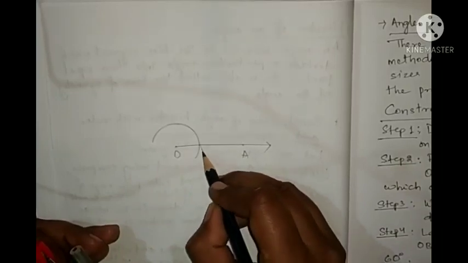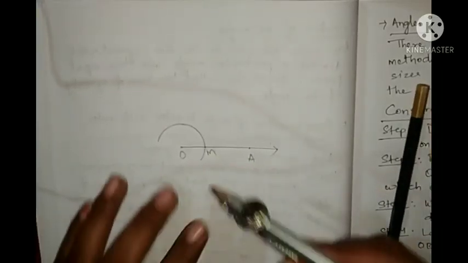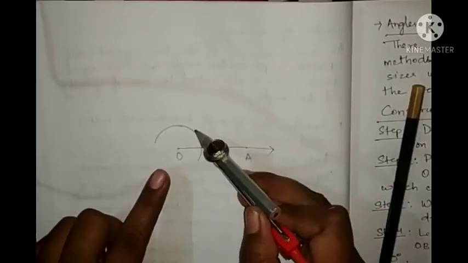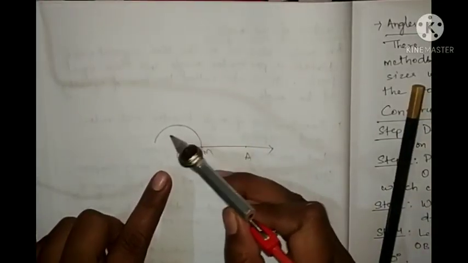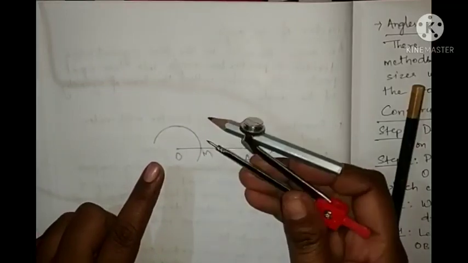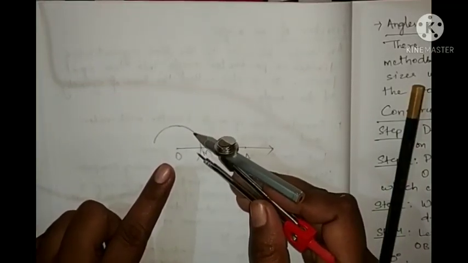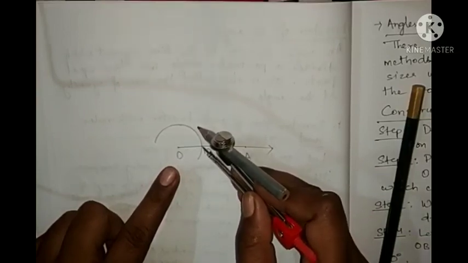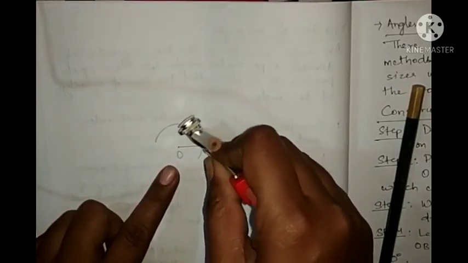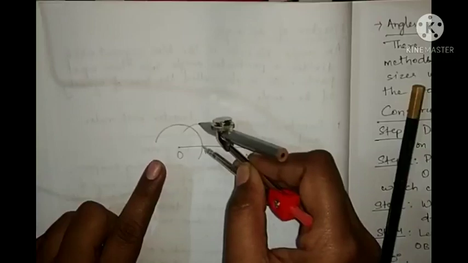Let's name it M. Then on the same measure, with the same measurement of radius, you can mark this arc with another arc.